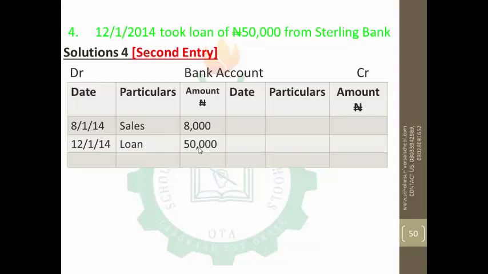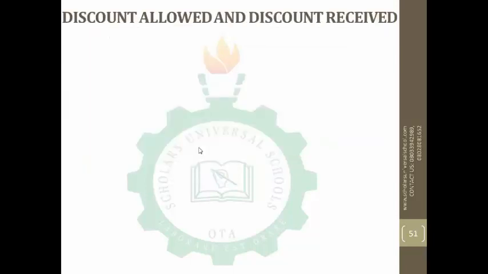So that is why we were saying that ledgers are books that contain the permanent record of transactions. They are principal books of account that contain the permanent record of transactions in the particular book. Alright, so that is that about the ledger. Alright, so to continue this class, I want to discuss the discount allowed and discount received.